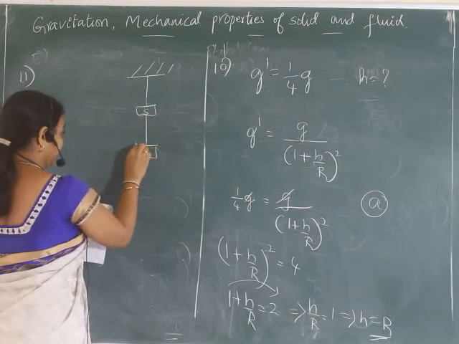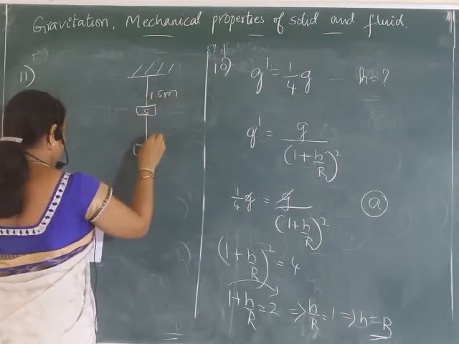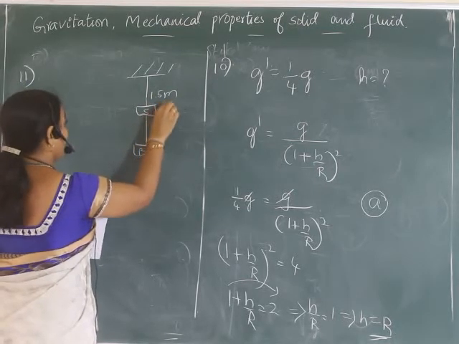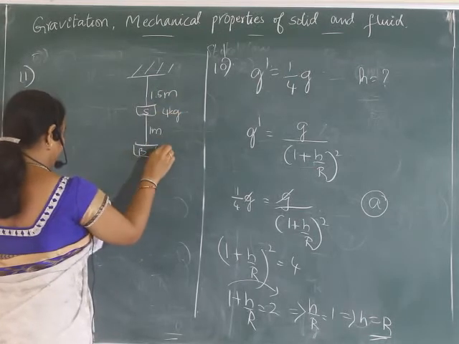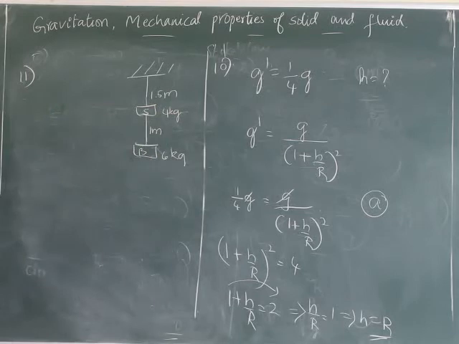This is a steel, this is a brass, 1.5 meter length, and this is 1 meter length. Weight hanged over here is 4 kg and the weight hanged over here is 6 kg. Correct? They have given you the Young's modulus of the steel and Young's modulus of the brass. You have to find delta L of steel and brass.